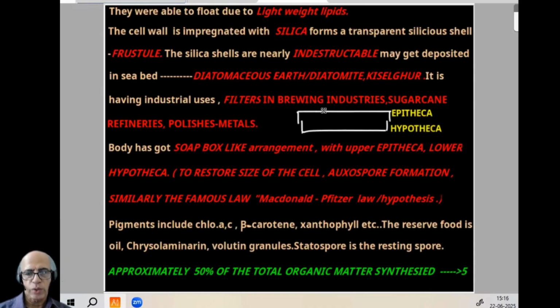MacDonald-Pfizer law and auxospore. Pigments include chlorophyll A, C, beta-carotene, xanthophyll, etc. Reserve food is oil, chrysolaminarin, volutin granules. Statospore is the resting spore, static resting spore. Next, important: approximately 50% of the total organic matter is synthesized by this group of organisms. So they do a great work for other organisms. I think the idea is clear. Now we can proceed to the next page.